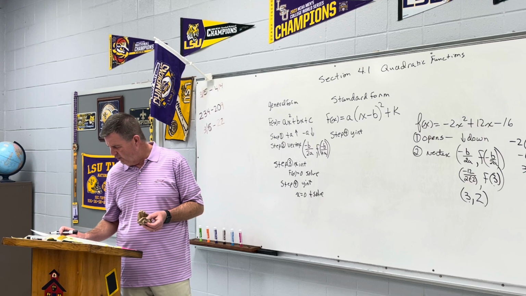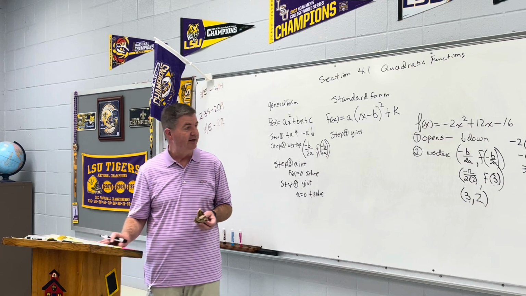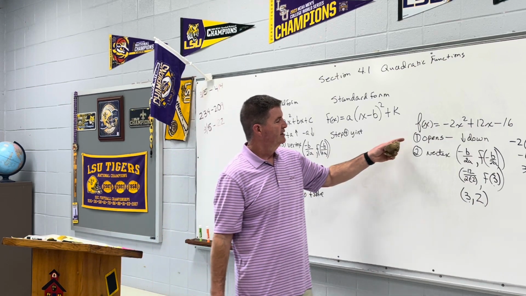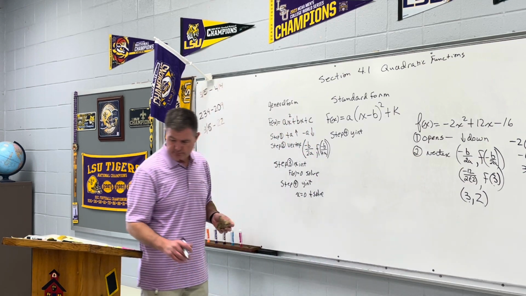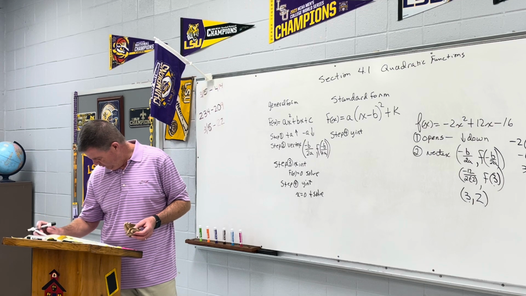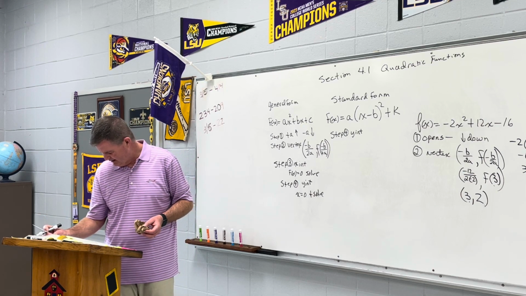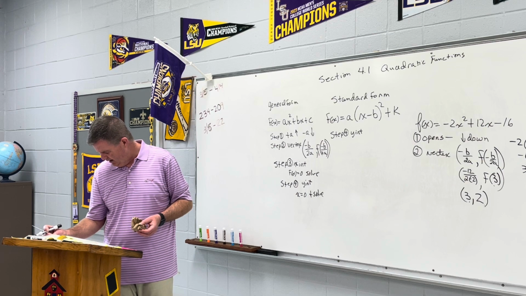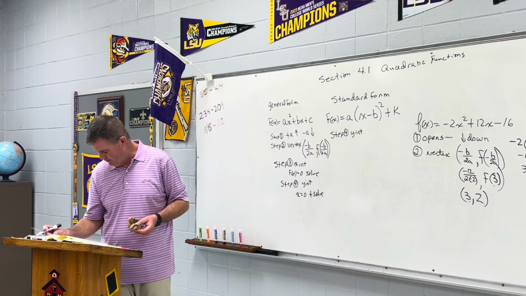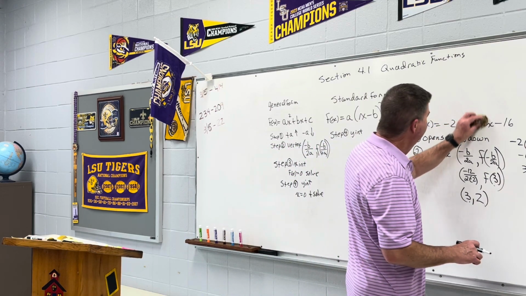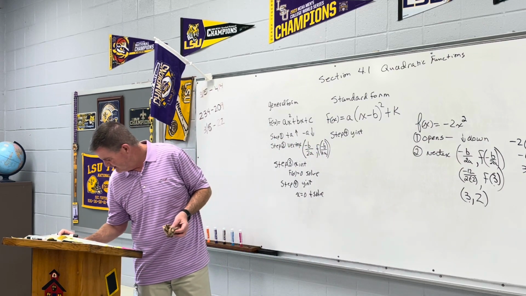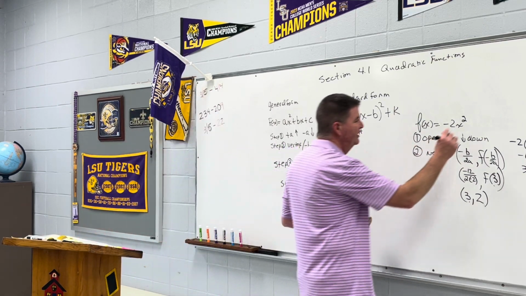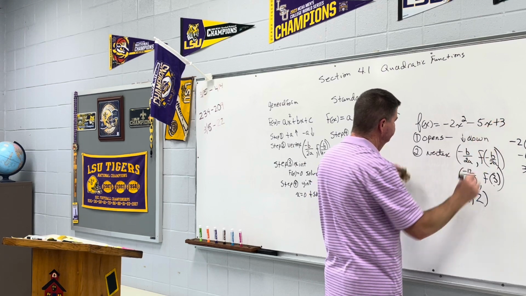Okay, now what we're going to do is we are going to do the whole thing. We're going to take another one, we're going to see which way it opens, find the vertex, and we're going to graph the whole thing. So the one that they're going to have for us is going to be f of x. By the way, this is example number 4. F of x is equal to negative 2x squared minus 5x plus 3.